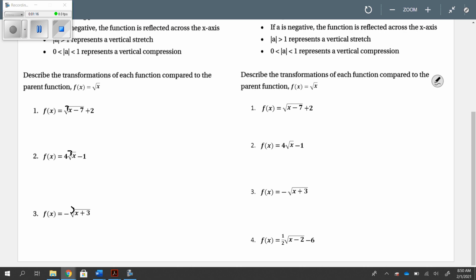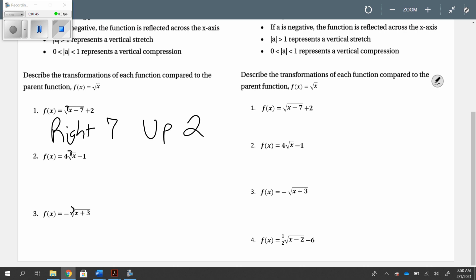So we see we have the cube root of x minus 7 plus 2. So we know it's right 7 and then up 2. Because remember, inside something tells a lie. So that negative 7 is inside the square root symbol, okay? So instead of going left, what you think you'll do when you see minus 7, you're actually going to go right, okay? That should be easy by now. Right 7 up 2, all right?